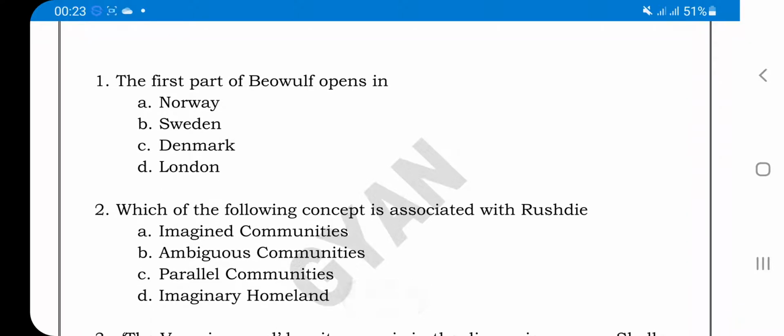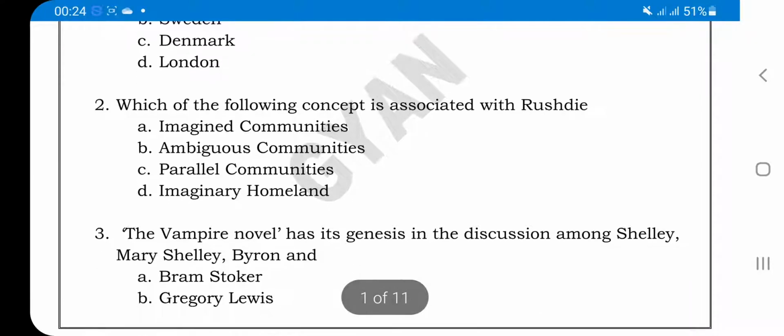Which of the following concepts is associated with Rushdie? Imaginary communities, ambiguous communities, parallel, imaginary homeland. What's your answer?